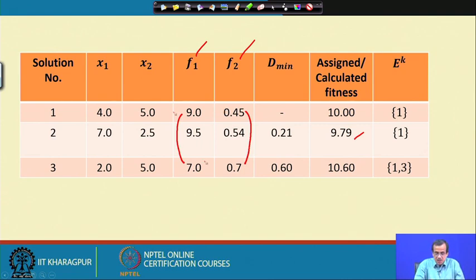So, what we do is we give a chance because it is found to be better compared to solution 1 with respect to at least one objective, and we put it in the non-dominated bin. That means, solution 3 is put in the non-dominated bin. So, there is updating of this particular non-dominated bin. Now, how to calculate the Euclidean distance and the fitness, that I am going to discuss.